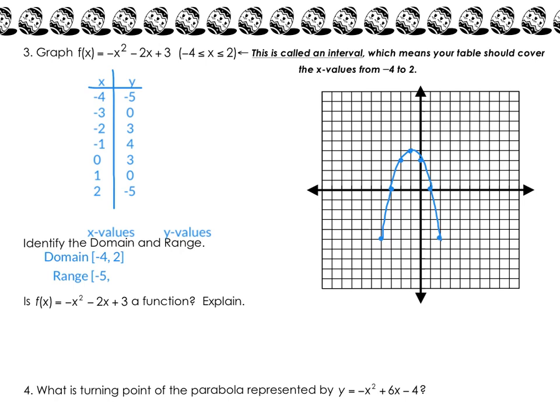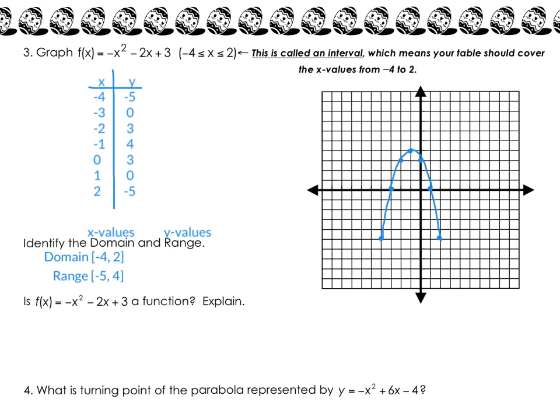And then when I look at the highest the graph goes, the highest it goes is right here, and that is a y value of 4. So my range is from negative 5 to 4, and both of those points are included because they have the solid points on the graph.